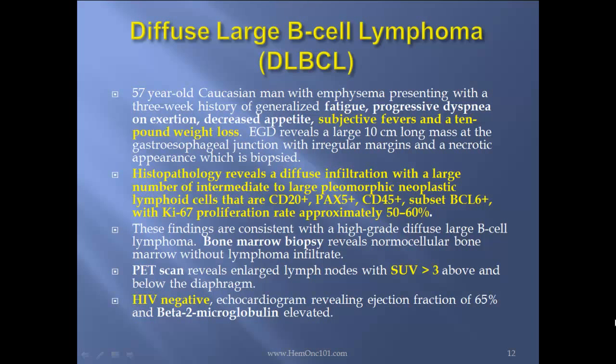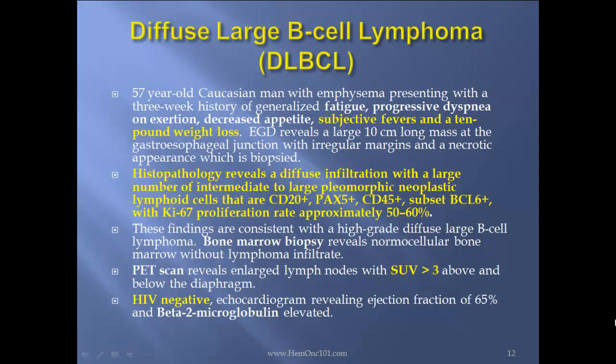Histopathology reveals a diffuse infiltration, this is a keyword, with a large number of intermediate to large pleomorphic neoplastic lymphoid cells that are CD20 positive, PAX5 positive, CD45 positive, BCL6 positive, remember BCL6 germinal center type, and Ki-67 proliferative rate of approximately 50 to 60%. Important, because if the Ki-67 proliferation was more than 90%, that would be Burkitt's. These findings are consistent with high-grade diffuse large B-cell lymphoma.